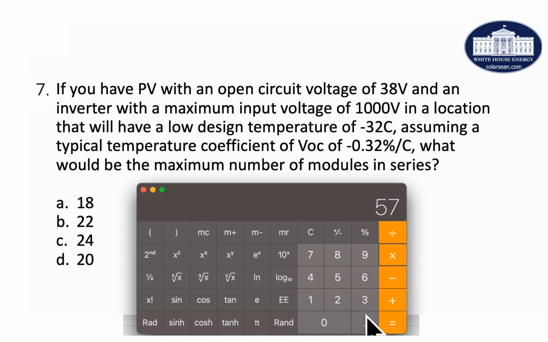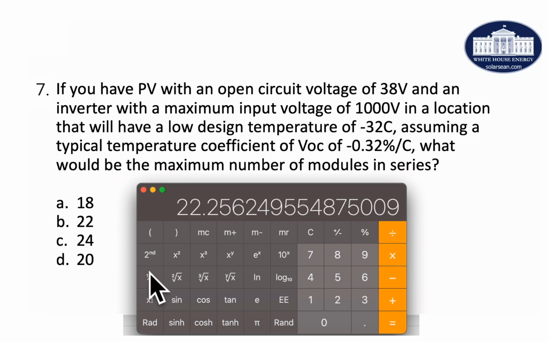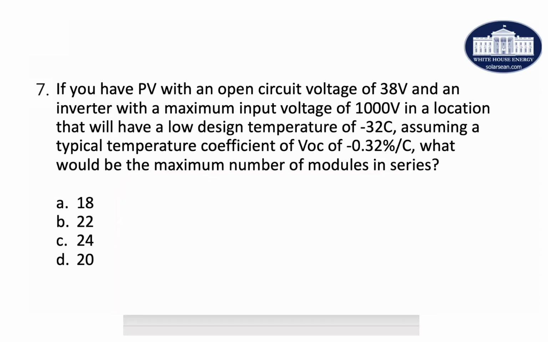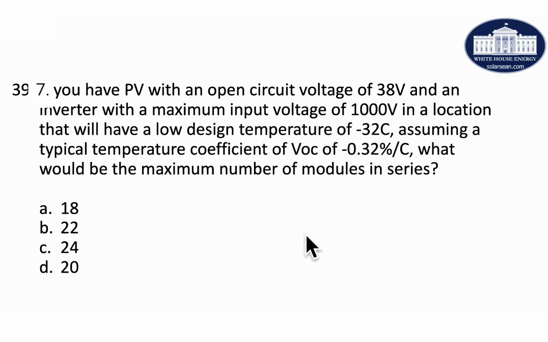Multiply that times 0.0032, equals, plus 1, equals, times 38 volts, equals cold temperature voltage. Divide that into 1000 volts, and it's divided into, so it's upside down. So I flip it over and I've got 22 in series max. There you go. That's how to do it quickly. So now let's look into it a little bit more in detail.